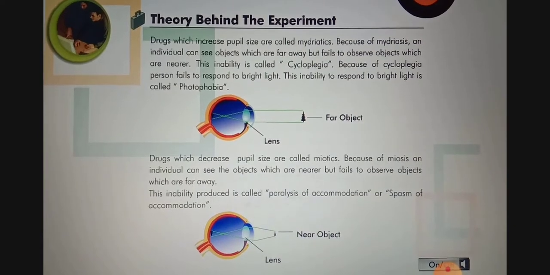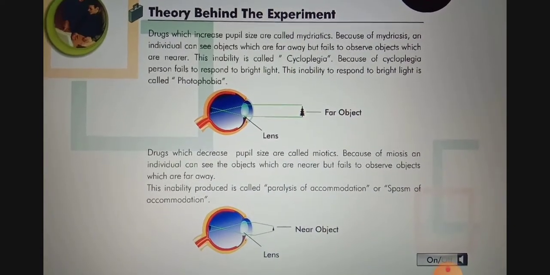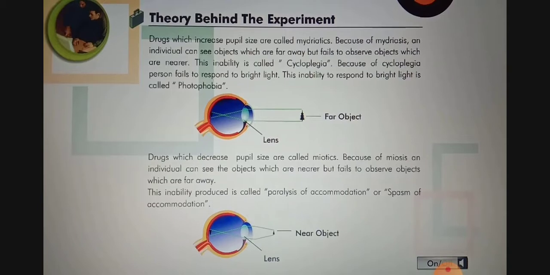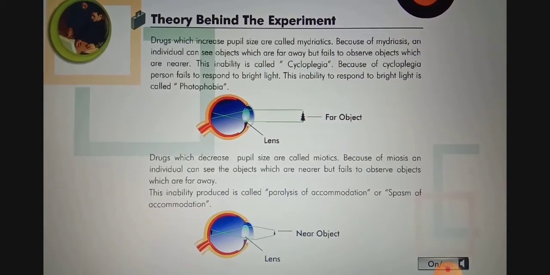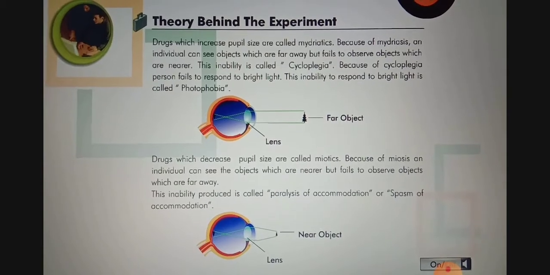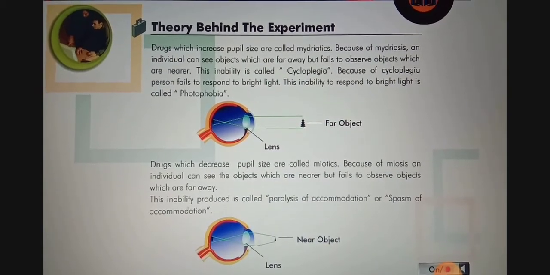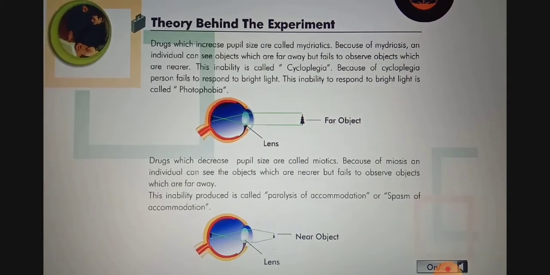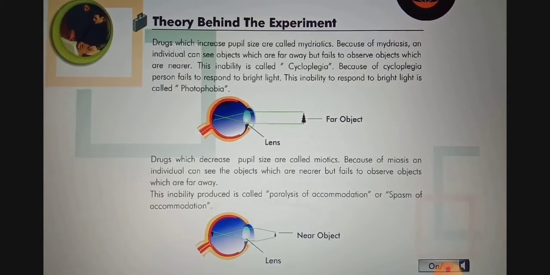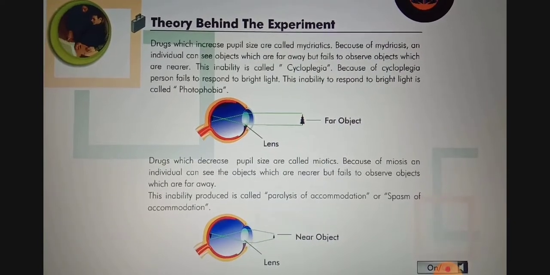Right, so we already see the mydriasis and meiosis effect. Okay, so the drugs which cause the mydriasis effect are known as mydriatics. Okay, and the drugs which show the meiosis effect on the eyes are called miotic drugs. Okay, so because of mydriasis, an individual can see the object which are far away but fail to observe the object which are nearer.